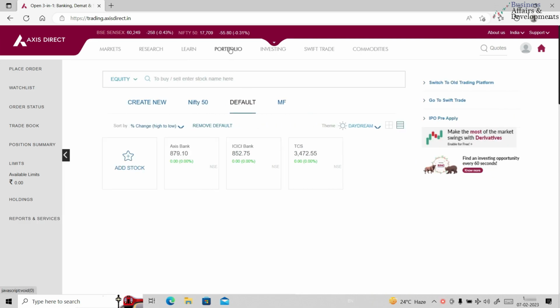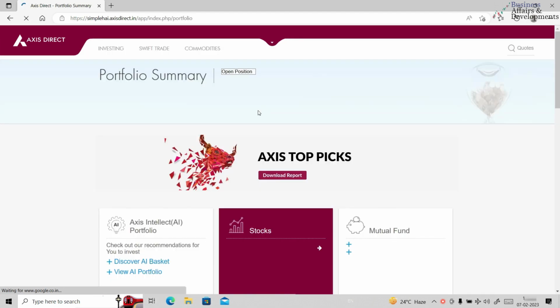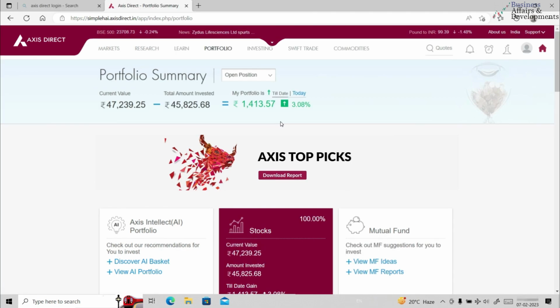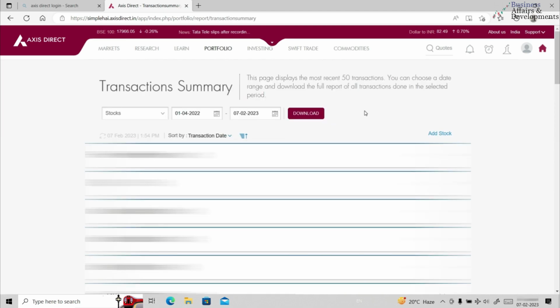Another one tab is portfolio. By clicking portfolio overview summary, it reflects the profit or loss position of your Demat shares. By clicking portfolio report transaction summary, from here you can download a PDF of your all Demat transaction summary.